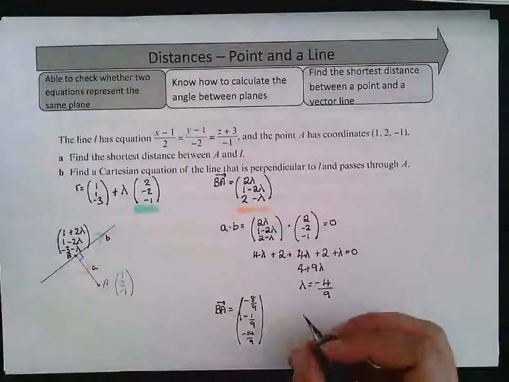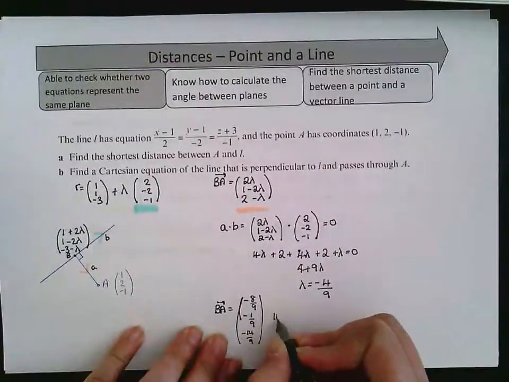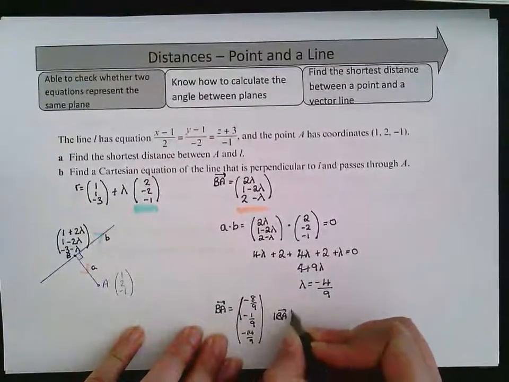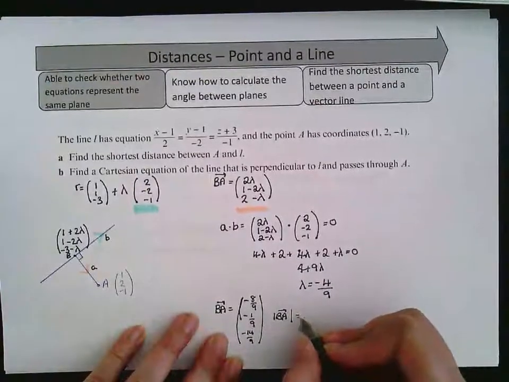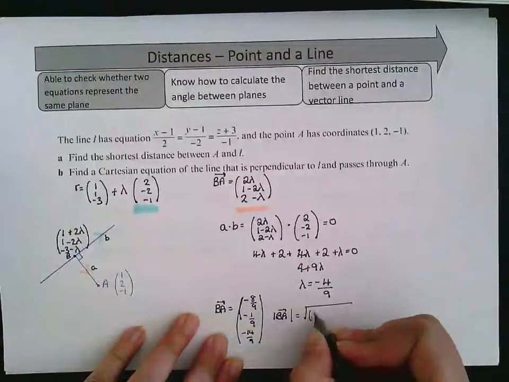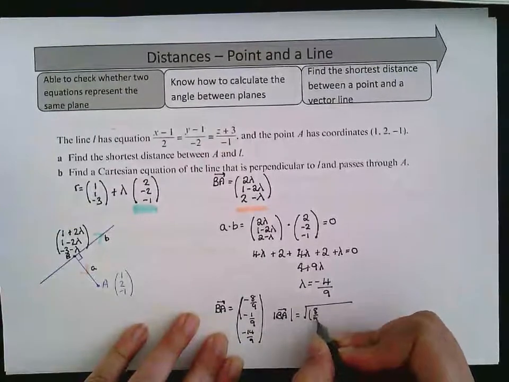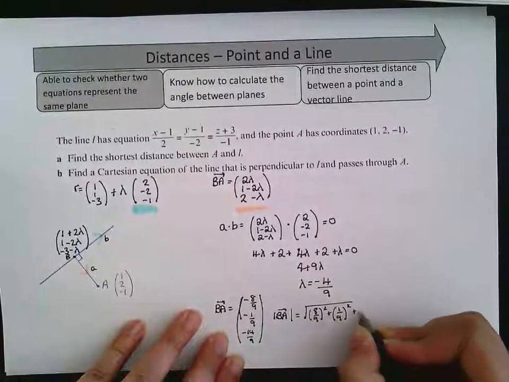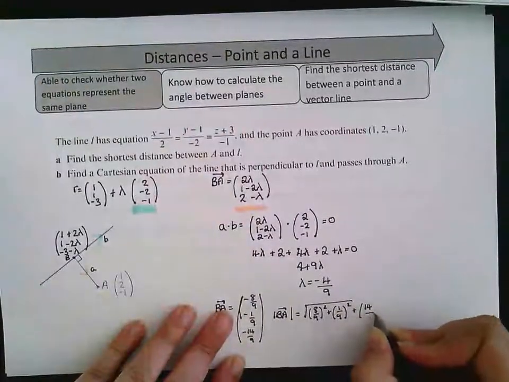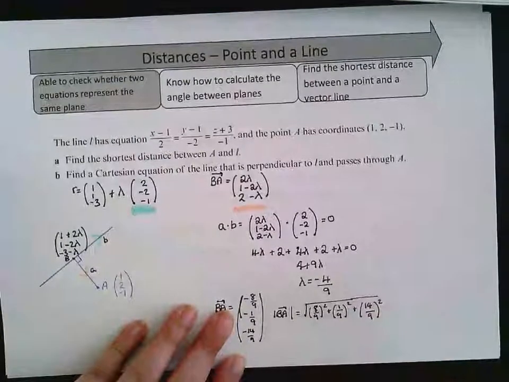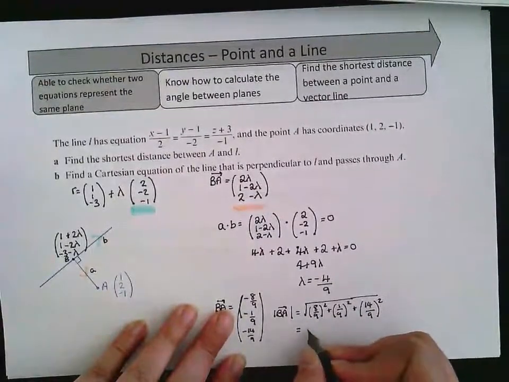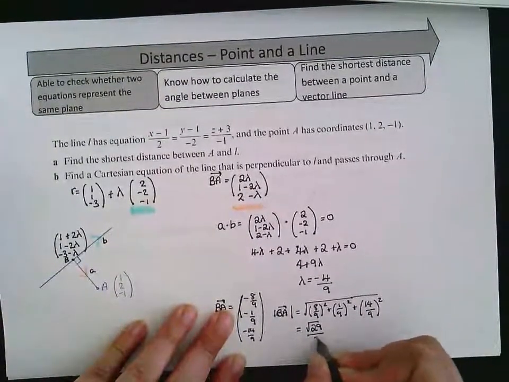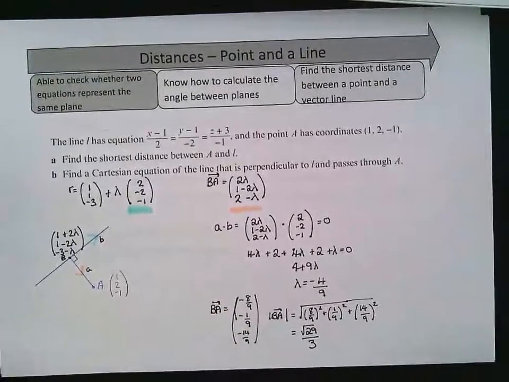So if I wanted to work out that distance, all I need to do is modulus that. So that means square each term, and because I'm squaring, I can ignore the fact I have a minus. And of course square root it, and that will give me square root of 29/3. So the shortest distance from point A to the line is root 29/3.